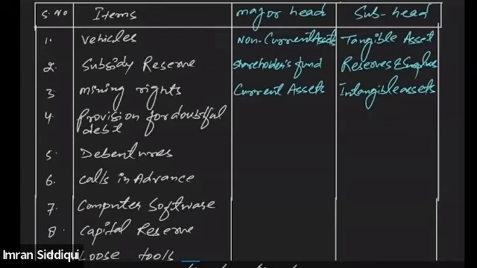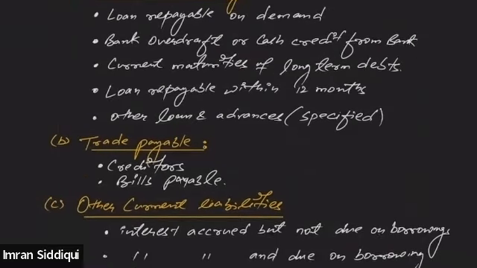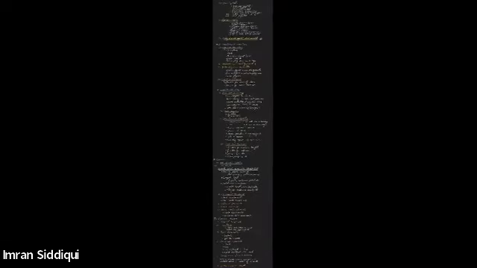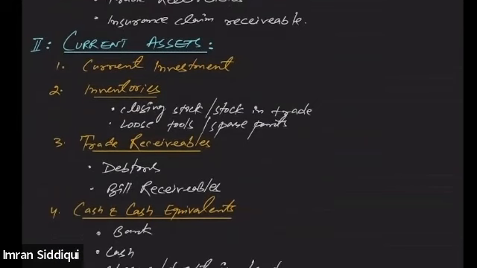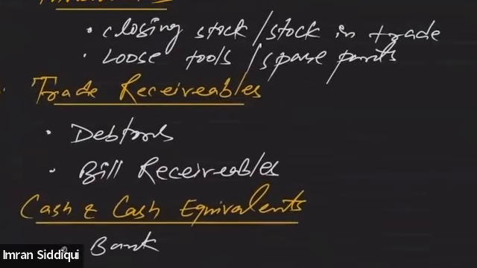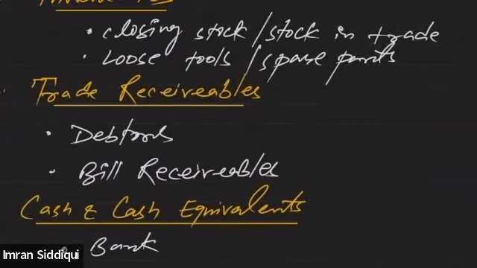Then we have provision for doubtful debt. You remember under which category we write down the value of the provision for doubtful debt? Provision for doubtful debt is again a current asset. All right. And this is written under the trade receivables. Let me show you. See, under the trade receivable along with the debtors, the provision for doubtful debt is also written. We did not write this in the previous class. If you want, you can write that along with the debtors, under the trade receivable.